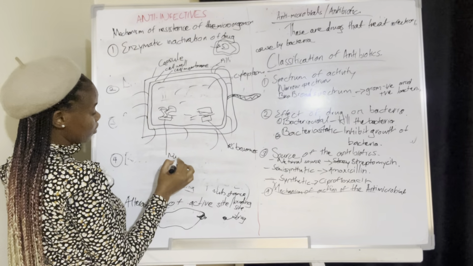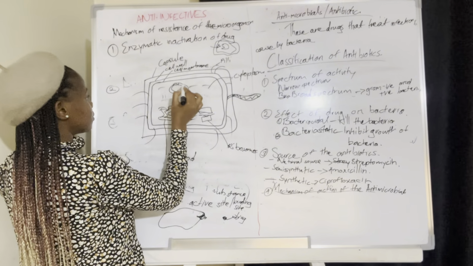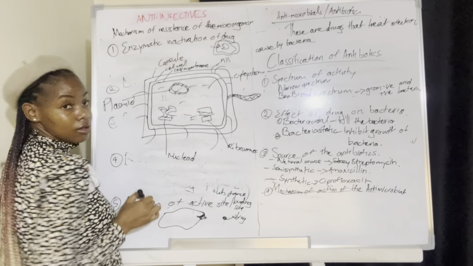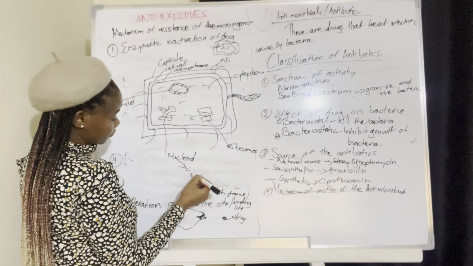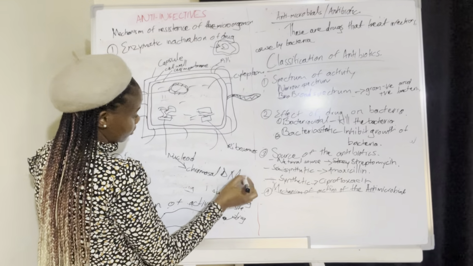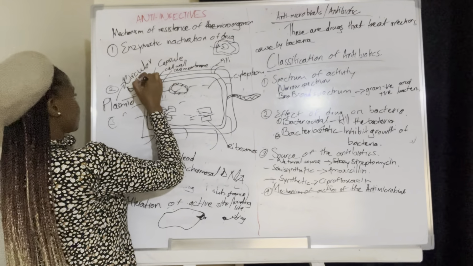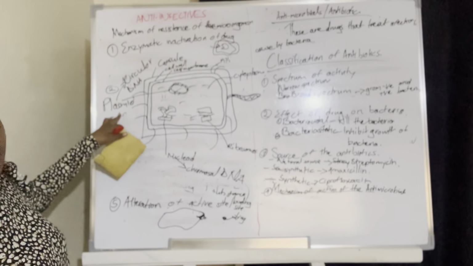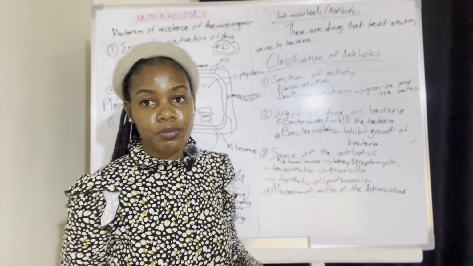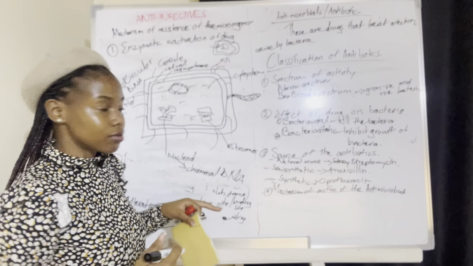Then there is a nucleoid, and we also have something called a plasmid. This nucleoid is the one that is having the chromosome, circular DNA. This one is also the one that is having virulence factors. Virulence factors are substances which the bacteria use to infect their host, but also protect it from other substances. They protect it from the host, but they use it to infect the host.